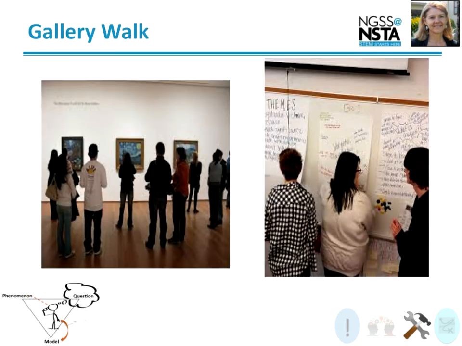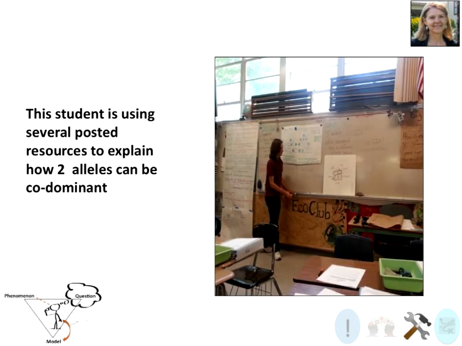Gallery walks are a great way for you to see what your students are thinking, and more importantly, allow other students to see what other students are thinking. This is a slide of a student using several resources around the room to explain how two alleles can be codominant. So he's using lots of resources and making his thinking visible to the students, and it not only helped me to see if he made sense of what was going on, but even better, other students could make comments, ask him questions, and he could revise if he needed to right there on the spot.